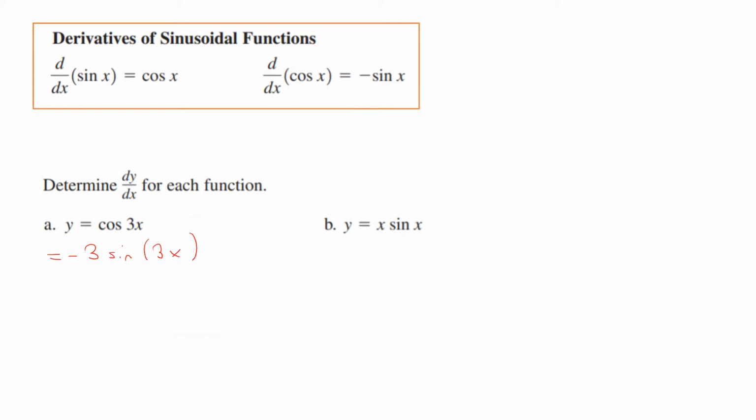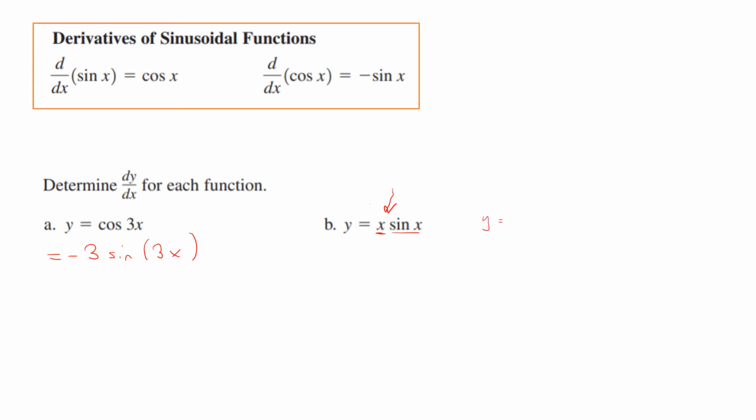For the second one, I see that it's not only sine x, but it's multiplied by the variable x. Because they're multiplied, I can apply the product rule in this case. That would be taking the derivative of x first, keeping sine x the same, and then plus, taking the derivative of sine x, keeping x the same. Oh, the other way around. Let me just write it down.